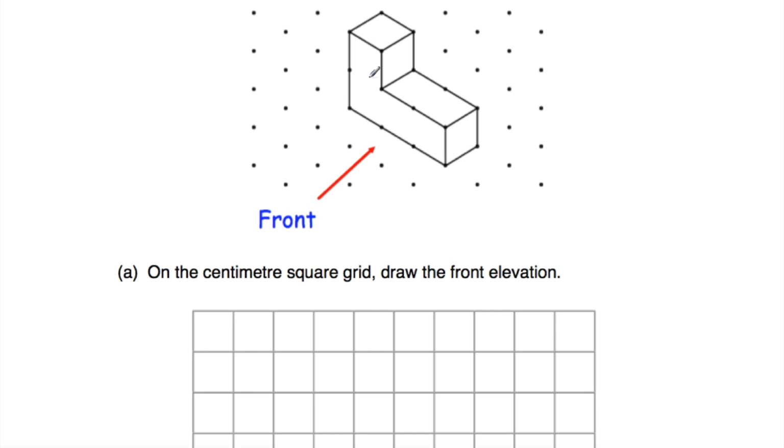So if we were at the front here and we were looking at the front elevation, well, it would be 2 down, and then across 3, up 1, across 2, up 1, and across 1. So it would look like that. That would be the front elevation. So let's draw that. It would go down 2, across 3, up 1, across 2, up 1 and across 1, and that would be the front elevation. Normally I would draw that a bit lower in the grid, but I'm just drawing it here so we can see the shape at the same time. Okay, part B.